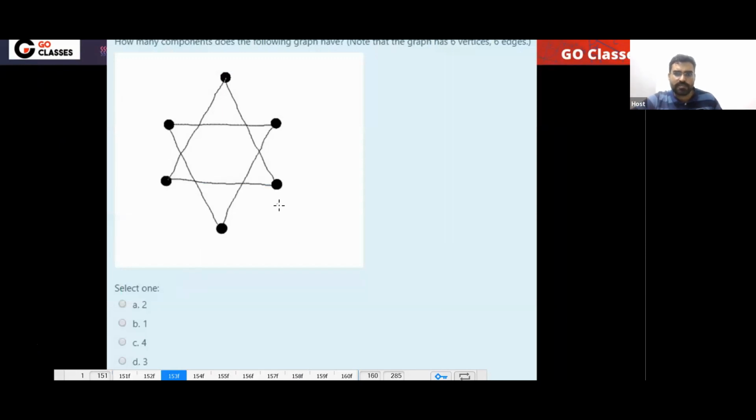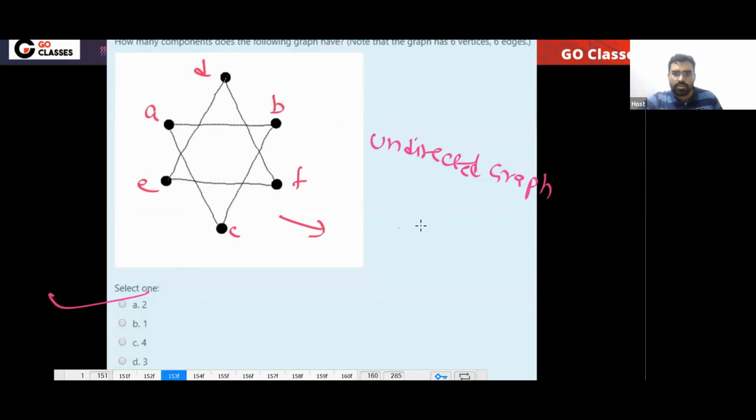What is the answer for this? Again, this is an undirected graph. Because this is an undirected graph, how many components do you have? Total 2 components you have, basically A, B, C, D, E, F. A, B, C is one component, and D, E, F is another component. So total 2 components you have.